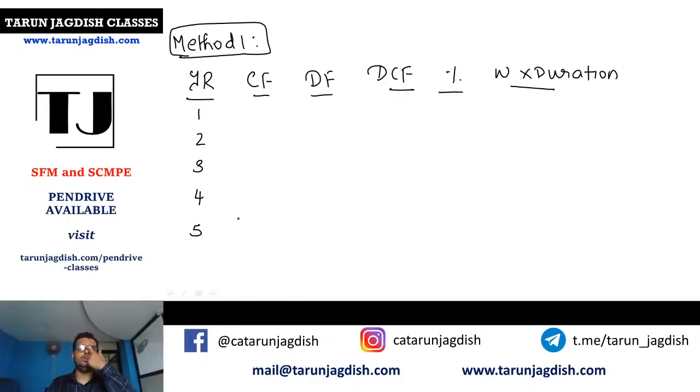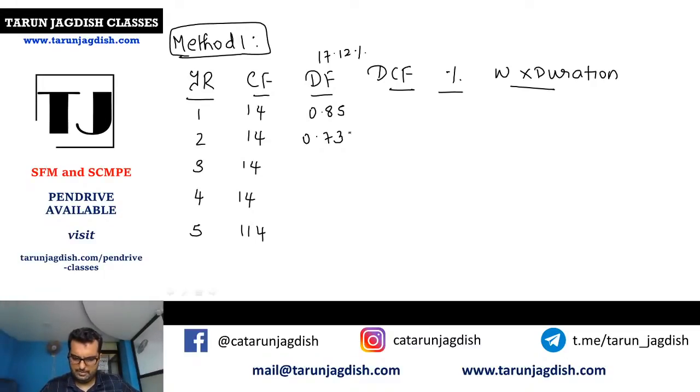This is important. I can't do annuity. I have to put it one by one. 14, 14, 14, 14, 114. My discount factor will now be at 17.12%. I'll get the answer as 0.85. You can round off, no issue. 0.73, 0.62, 0.53. The last one will be 0.45.